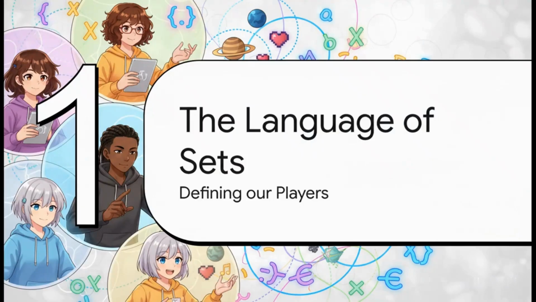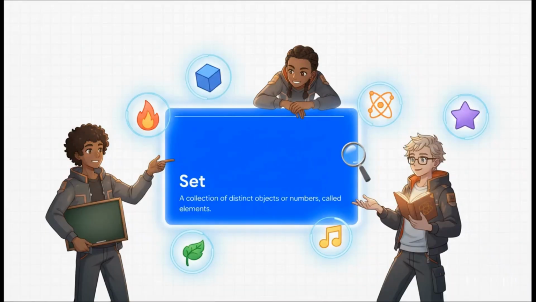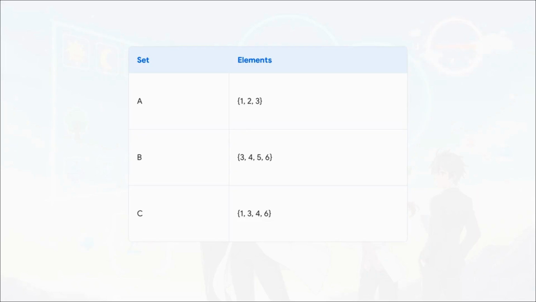So, before we can start combining and comparing anything, we need to meet the main characters in our story. Let's define our players. At the very heart of this is the set. A set is, well, it's just a group of things. That's it. These things, which we call elements, can be numbers, letters, names, you name it. The most important thing to remember is that each player, each element, has to be unique on that team. No duplicates. For our first few examples, we're going to be working with these three sets.